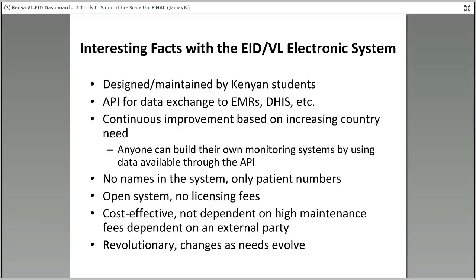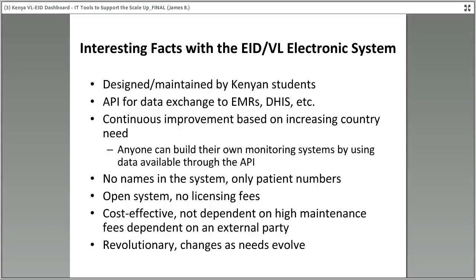With the PEFA funding, it really helped this improve. It improved the speed. Like I said, it's cost effective. It's not dependent on high maintenance. There are no user fees. There are no external parties. We do not have licensing fees. Again, we keep changing based on need.